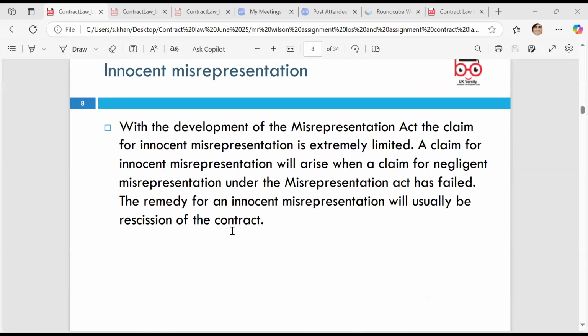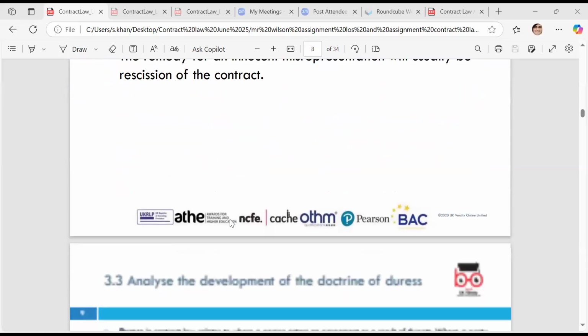innocent misrepresentation, and this is a false statement made in the honest but mistaken belief that it is true. So here, there's no intention to deceive or negligence in making the statement. So this is an honest mistake, really. It's not something that someone's done intentionally.